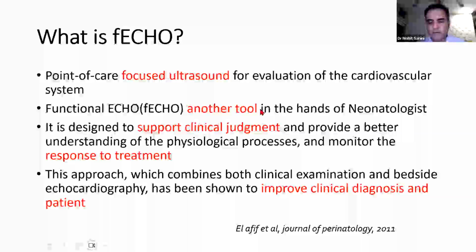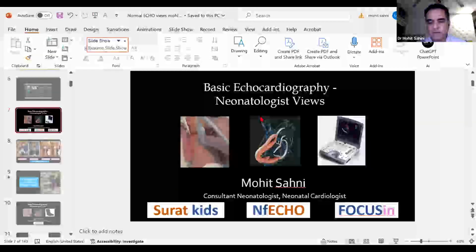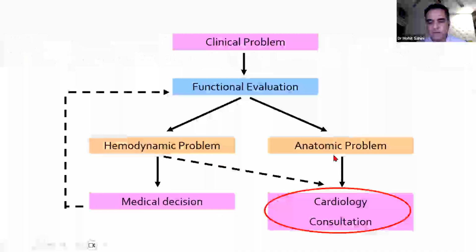This has been nomenclated as F echo, TN echo, and so on. The only thing I want to bring out is that whenever you do the functional evaluation, it can be a hemodynamic problem or an anatomical problem. Whenever there is an anatomical problem, please never bypass the pediatric cardiologist. If it is a hemodynamic problem and the structure is normal, then it is in your sphere. You can assess and deal with the problem.